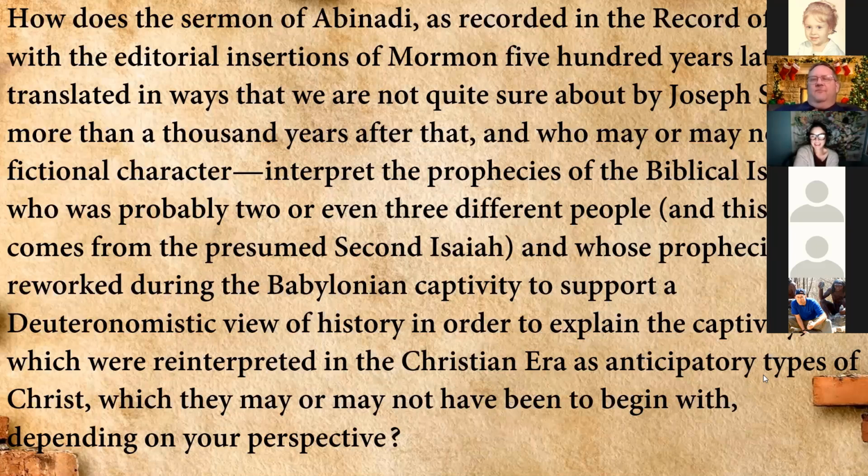probably 2 or even 3 different people, and this passage comes from the presumed second Isaiah, and whose prophecies are reworked during the Babylonian captivity to support a Deuteronomistic view of history in order to explain the captivity, but which were reinterpreted in the Christian era as anticipatory types of Christ, which they may or may not have been to begin with, depending on your perspective.